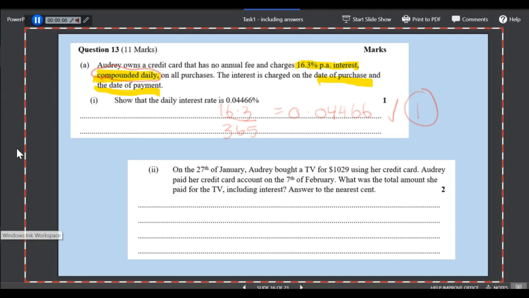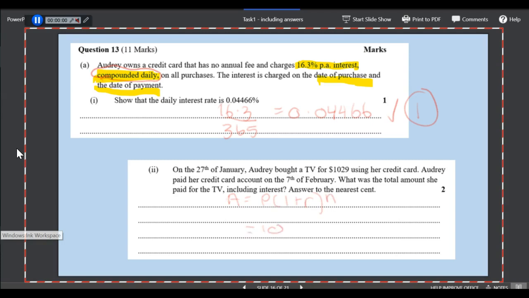So on the 27th of January, Audrey bought a TV for $1,029 using her credit card. She paid her credit card on the 7th of February. What is the total she paid for the TV, including interest? And the amount is future value plus present value, however you want to write it. It's the compound interest formula.